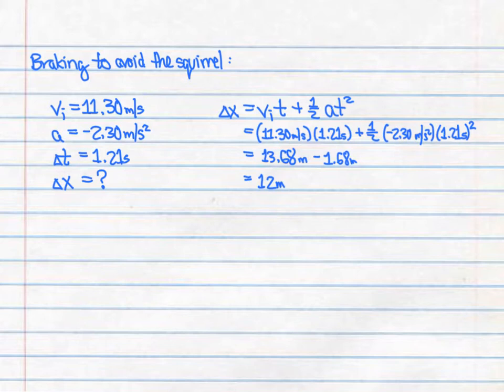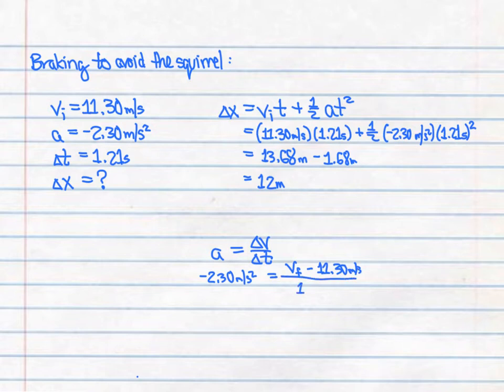Hit pause. So here's our definition of acceleration, and negative 2.3 meters per second squared equals our final velocity, which we don't know, minus our initial of 11.3, over the 1.21 seconds we braked. So a little cross multiplication here and some addition, we will get a final velocity of 8.51 meters per second.